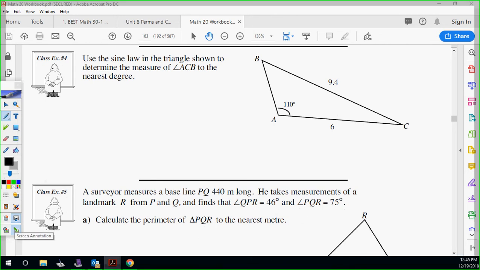Okay, so here's what we got. We know that 110 makes 9.4. We want to figure out ACB. So they want to figure out this side. Now here's the tricky part. This is where you got to use your knowledge of triangles. Do we know what C makes for a side? No. So we're actually going to solve for angle B. If I get angle B, then do I know what C is? Every time you know 2 angles in a triangle, you know all 3. Right? Because all 3 have to be 180.